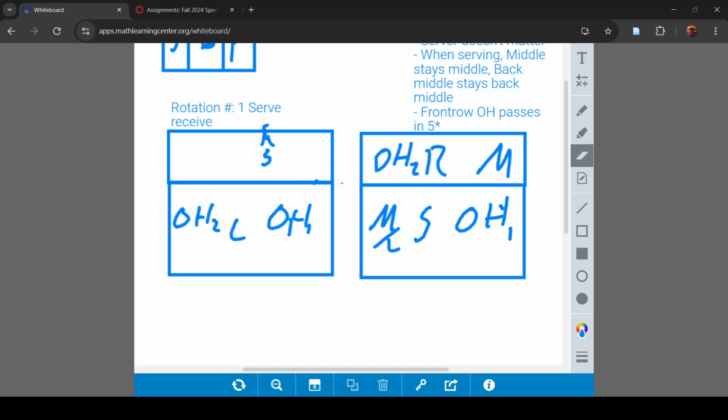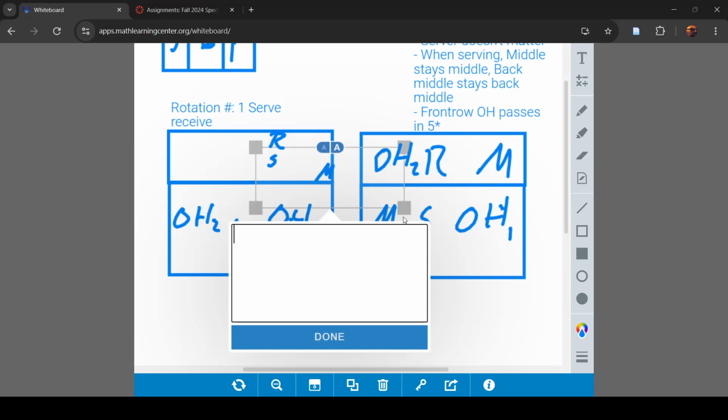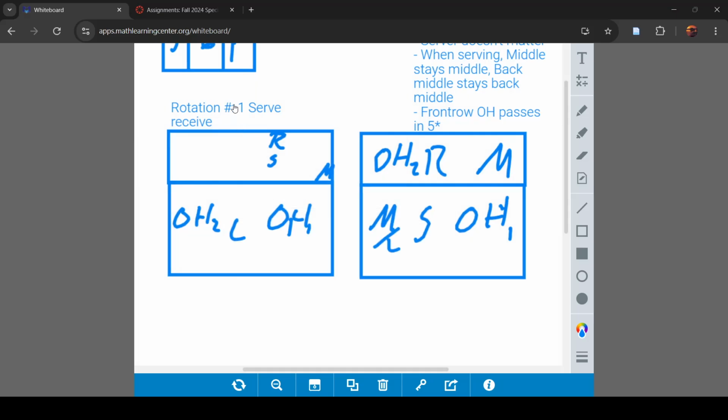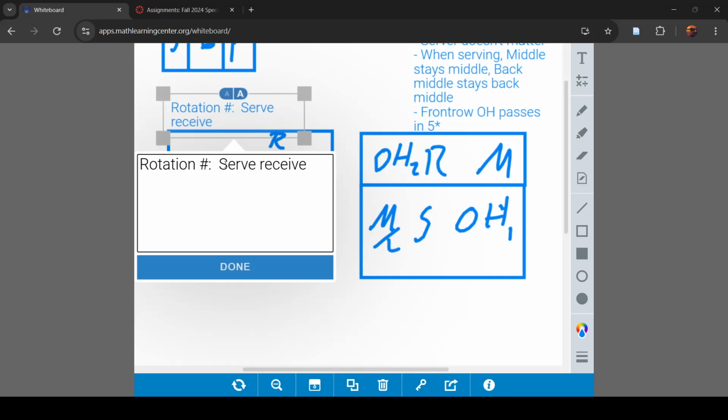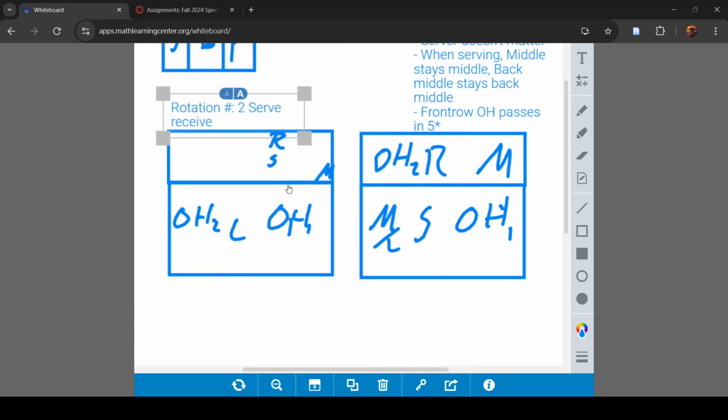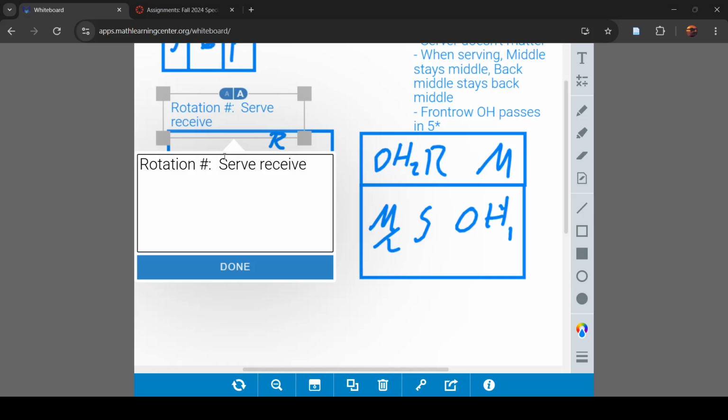So yeah, I'll rewrite the front row people because I erased the right side. If you want to take a photo, now would be the time. If you're confused about rotation 2, I didn't realize that still said 1. If you're confused about rotation 2, that's what the serve receive looks like. We already talked about what we look like when we're serving. Now we go on to rotation 3.